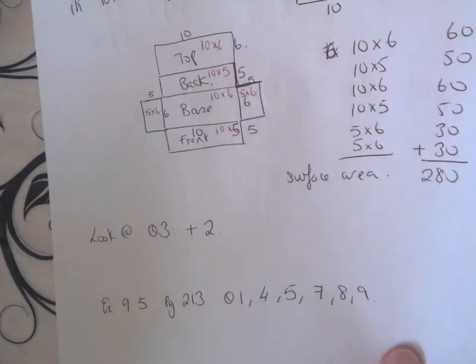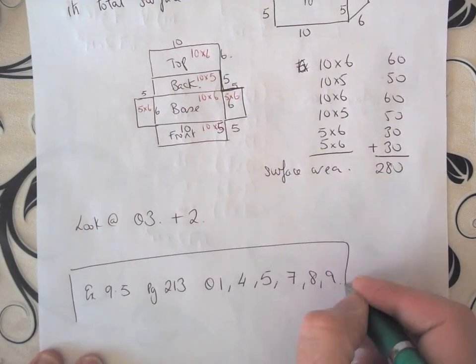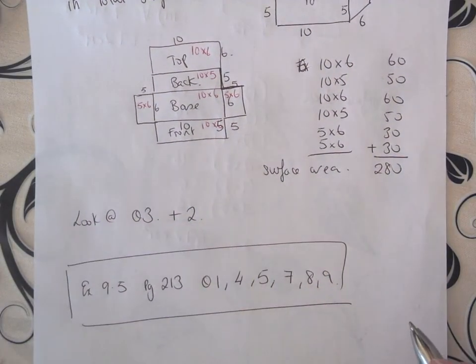So I want you to try exercise 9.5 on page 213, questions 1, 4, 5, 7, 8, and 9.